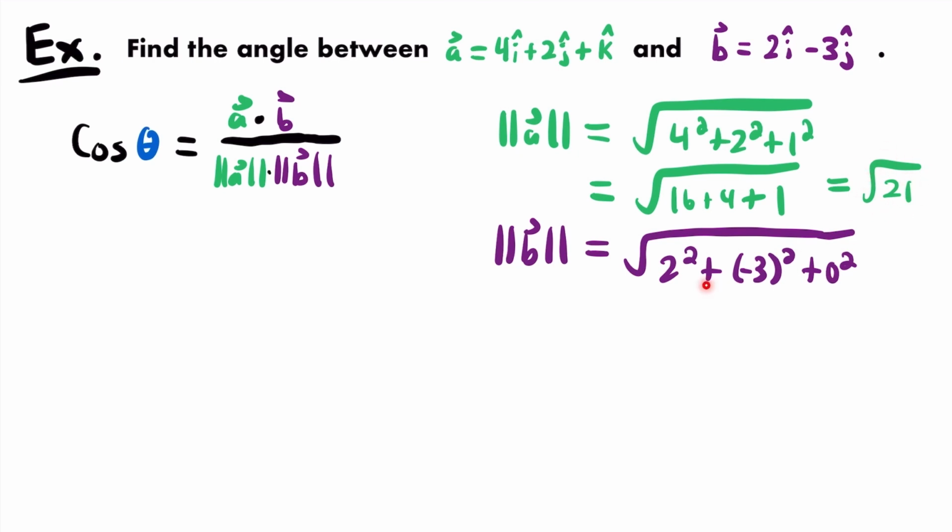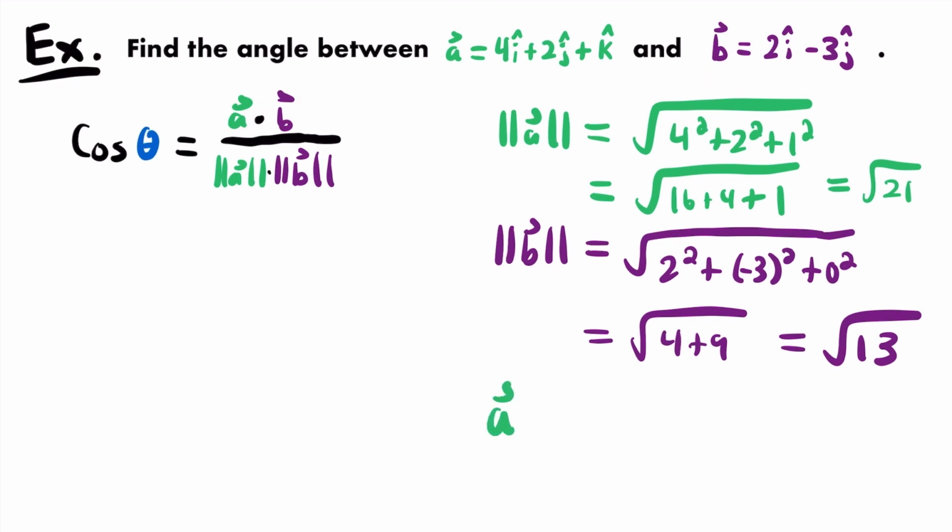All right, now for the magnitude of vector B, 2 squared is 4, negative 3 squared is 9, and 0 squared is 0. So this is equal to the square root of 4 plus 9, and 4 plus 9 is 13, so this is equal to the square root of 13. All right, so now we have the magnitude for each of our vectors. Now let's find the dot product between them.